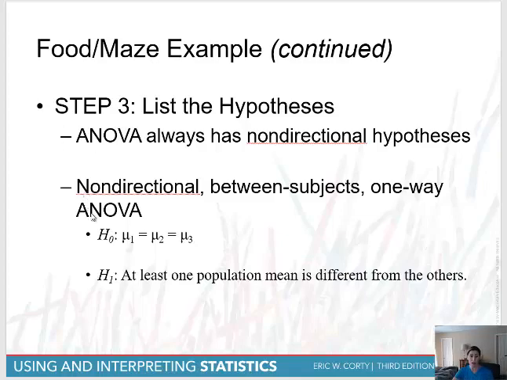So our null is always going to be written as such. The mu of population 1 is equal to 2 is equal to 3, because we have 3 groups in this example. And then our alternative is always going to be written in plain language, and it's simply that at least one population mean is going to differ from another.